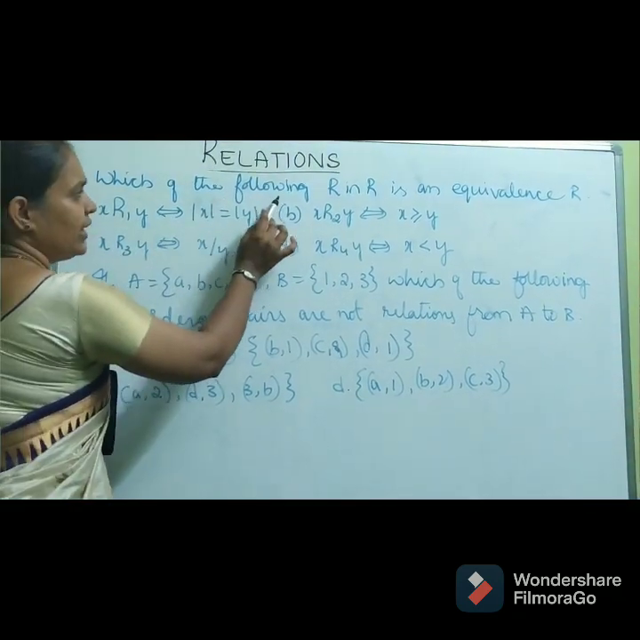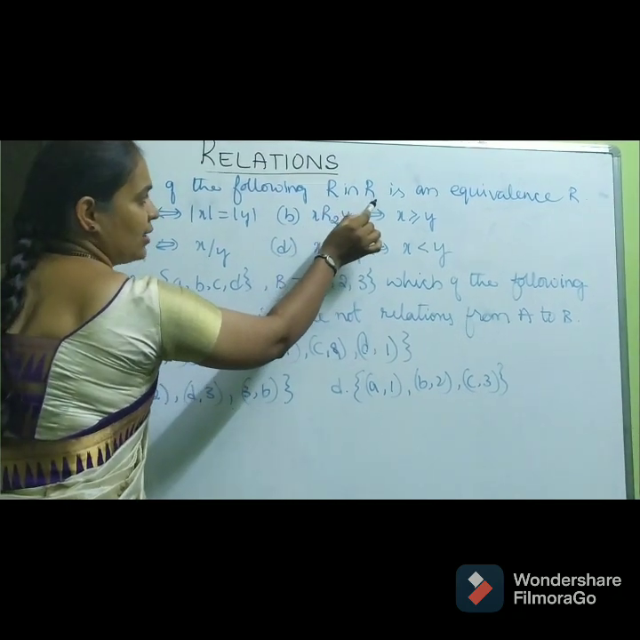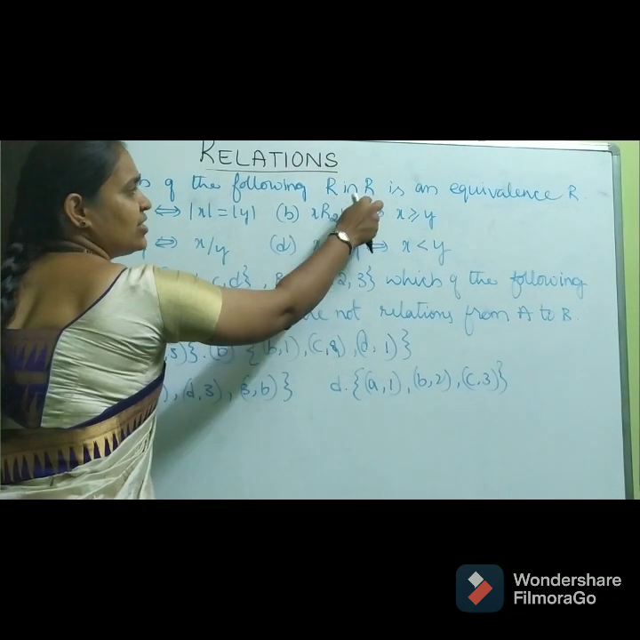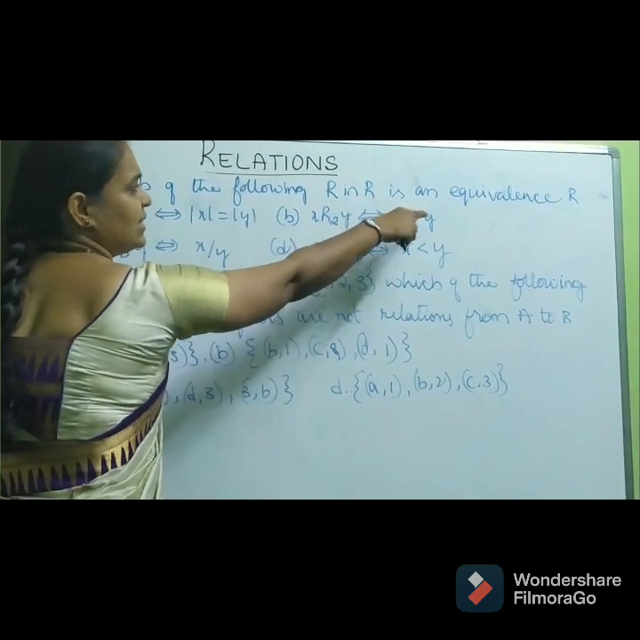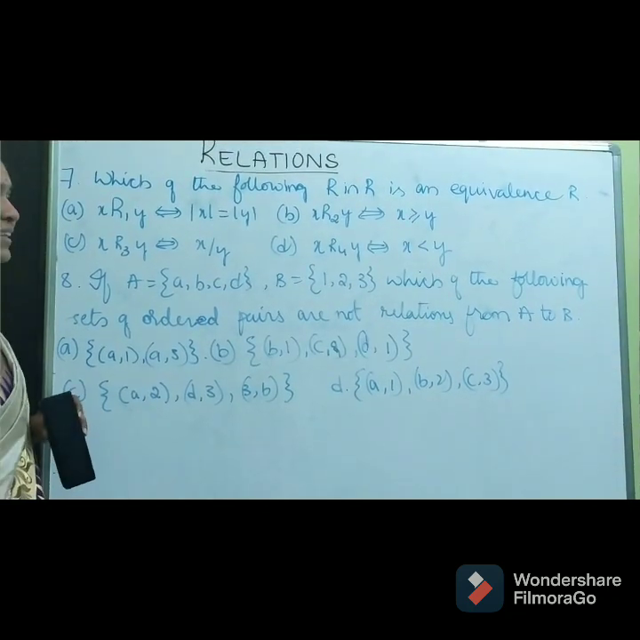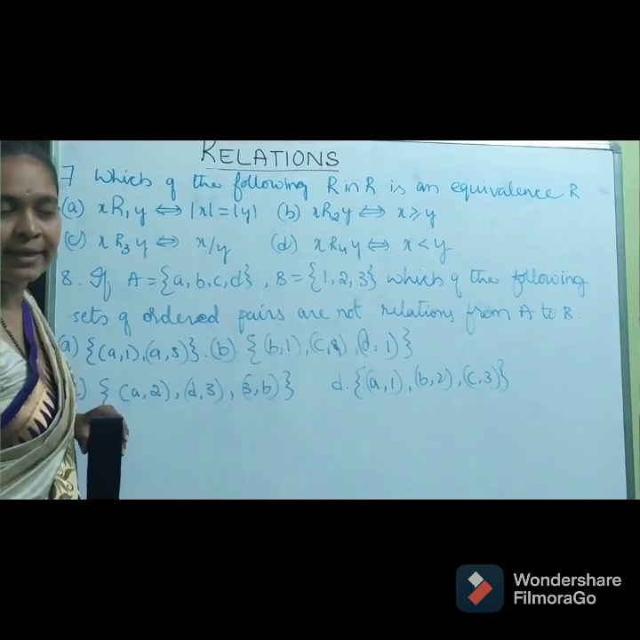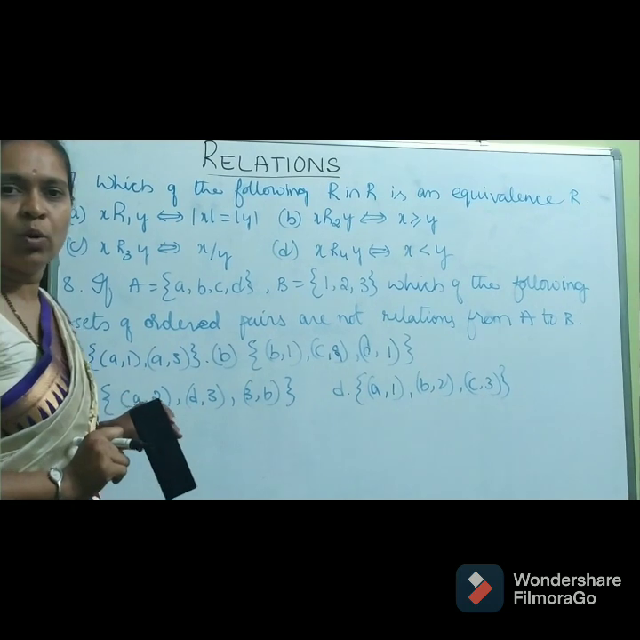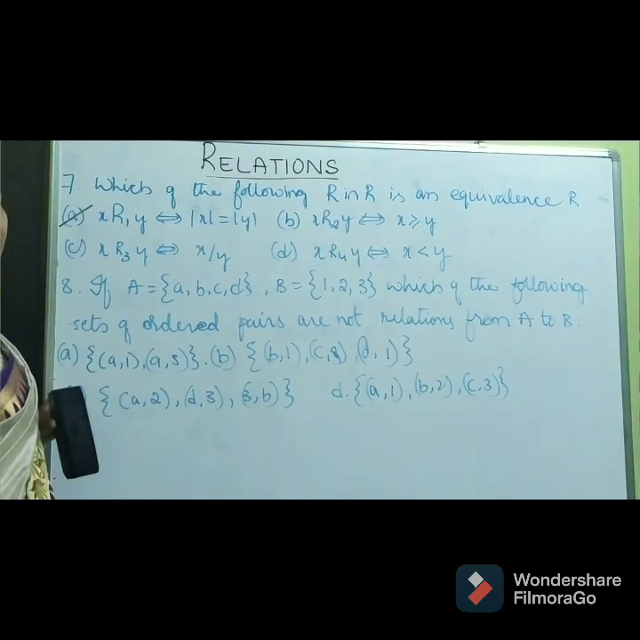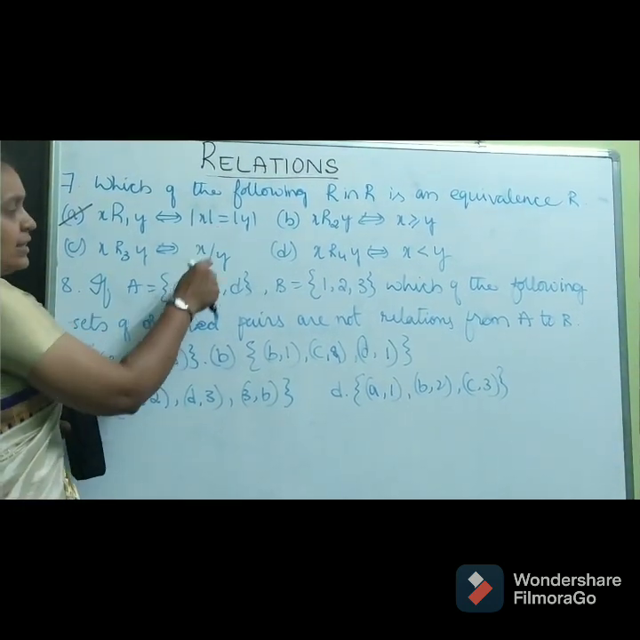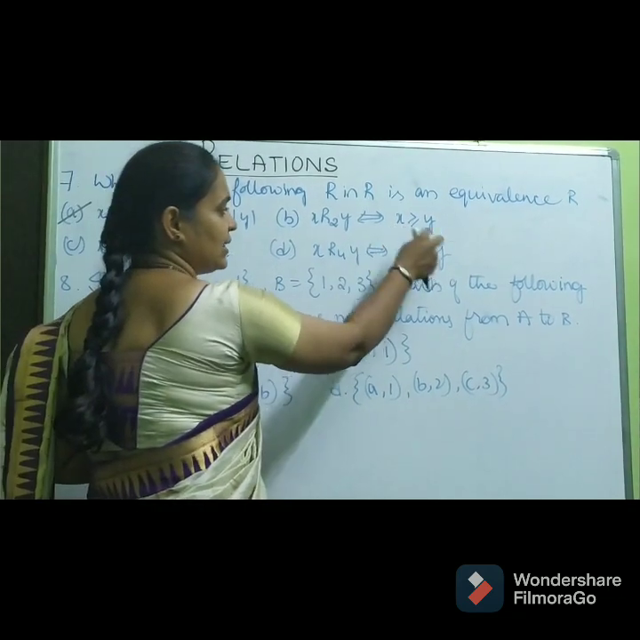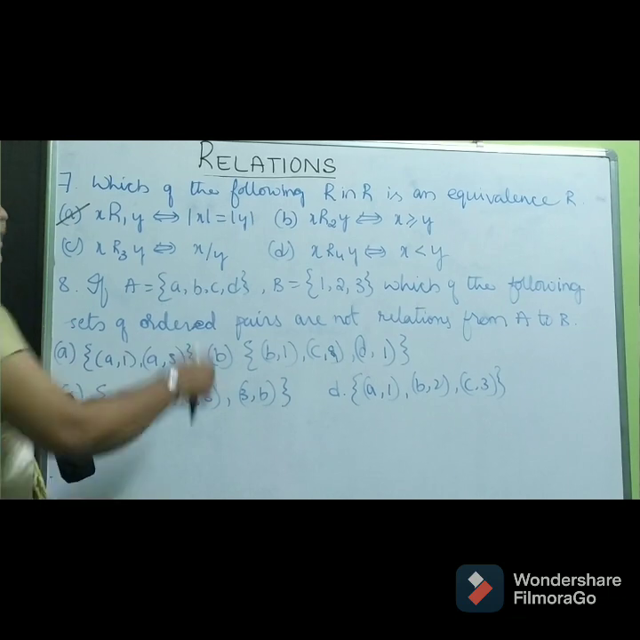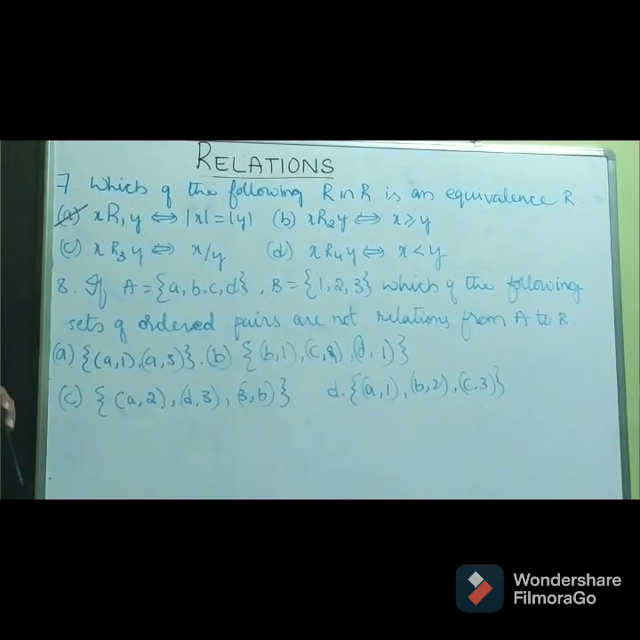Which of the following relation in R is an equivalence relation? R in R means relation in real numbers. They are asking which is equivalence relation. See, by looking at the option itself, you can go through the option. This is the correct answer. See here, equals is there. This is divisible by, less than or equal to, sorry, this is greater than or equal to, this is less than, which are not an equivalence relation.